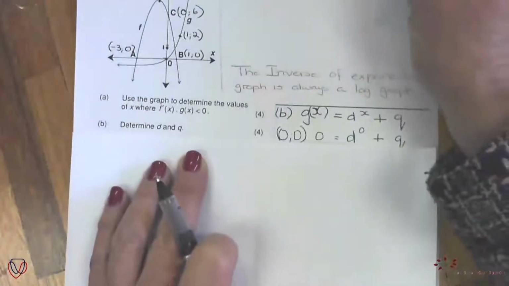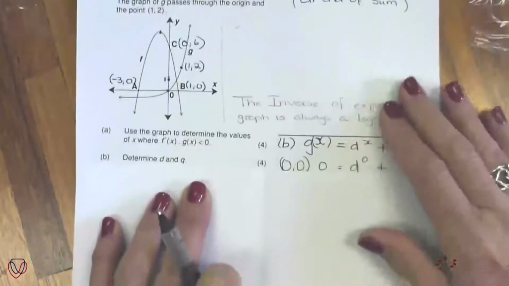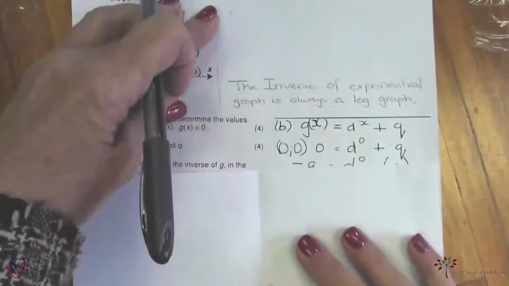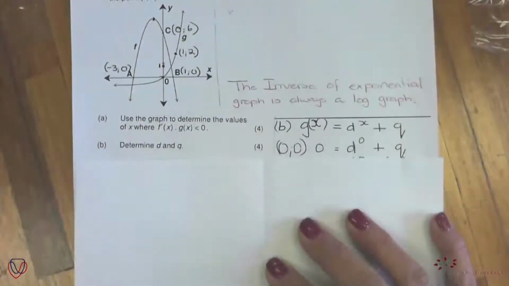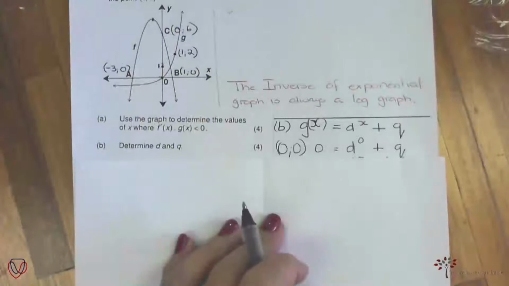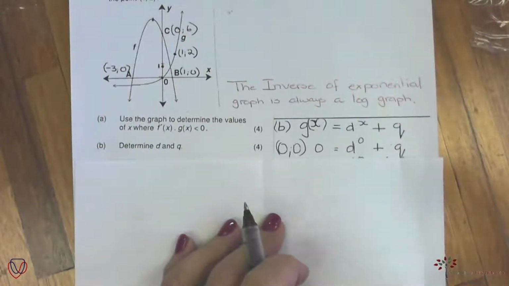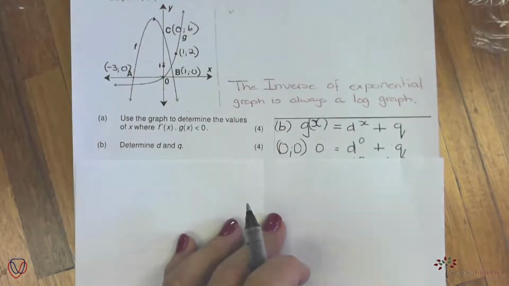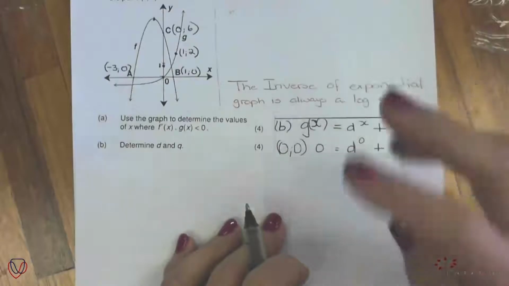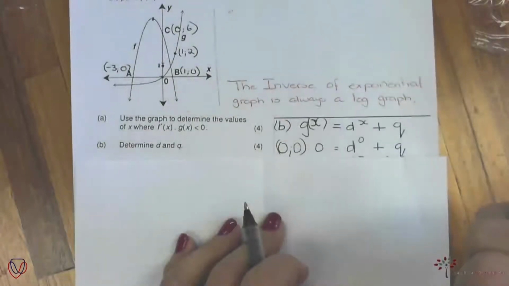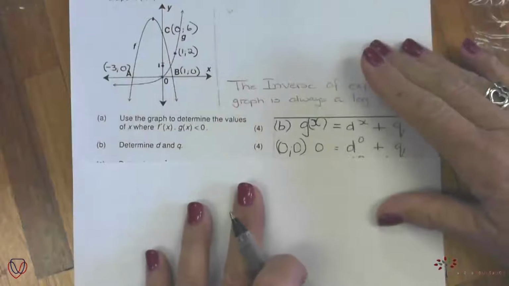B, determine d and q. Now they want us to determine the d and the q in our exponential graph. Okay, let's have a look. What points are on the exponential graph? People, you've got to find two unknowns. Two. That means you'll have to get two equations so that you can do a simultaneous equation from that. Sometimes it's very easy, sometimes it's not so easy. So let's have a look whether this one is easy or not.